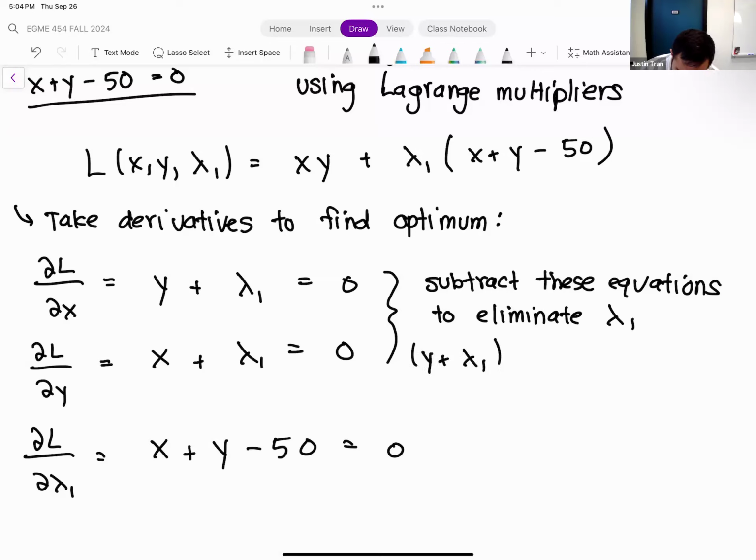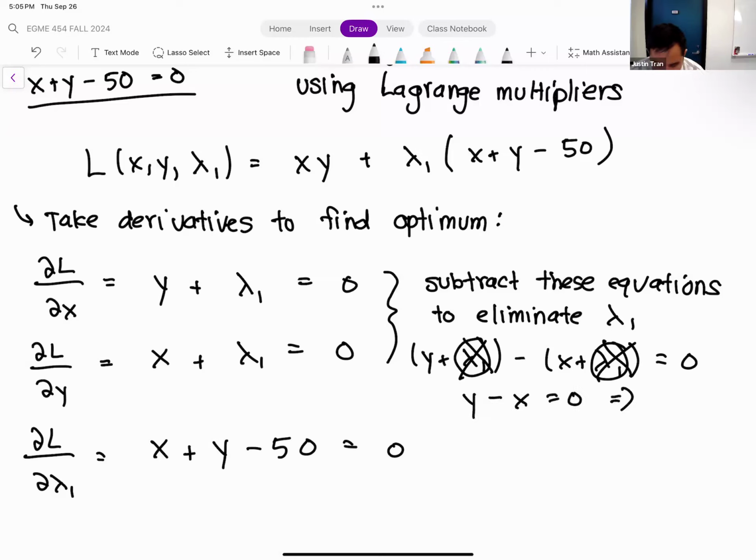Y plus lambda 1 minus x plus lambda 1 equal to 0. We're subtracting the right-hand sides too, but the right-hand side is just 0 minus 0. If we do this, we can see that both the lambda 1s are going to cancel out, because we have a positive lambda 1 minus lambda 1. I do too many negatives there. So those are going to cancel out, and all we're left with is y minus x equal to 0, which we can solve for here.